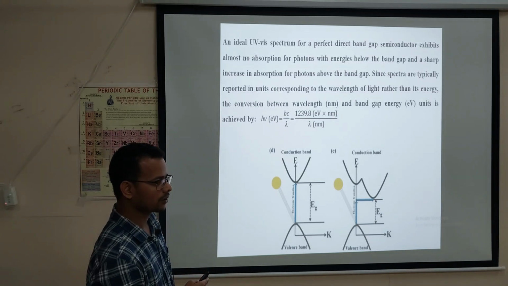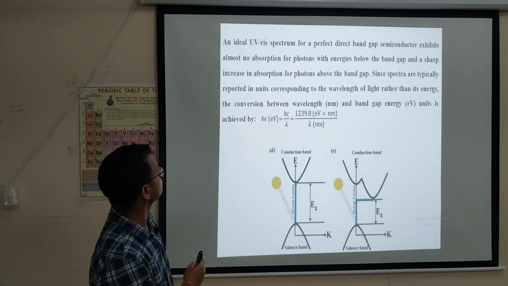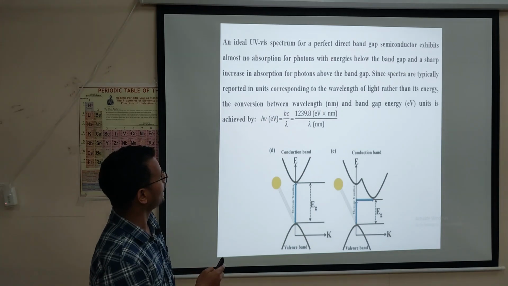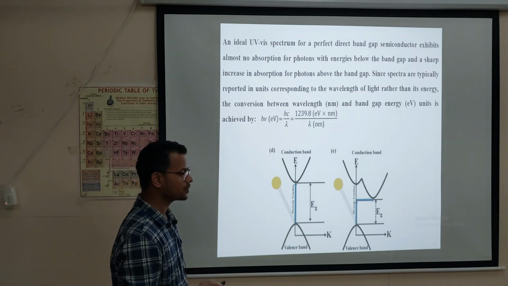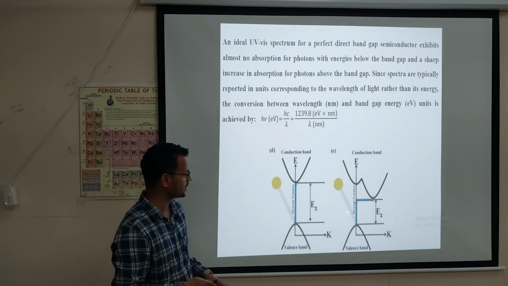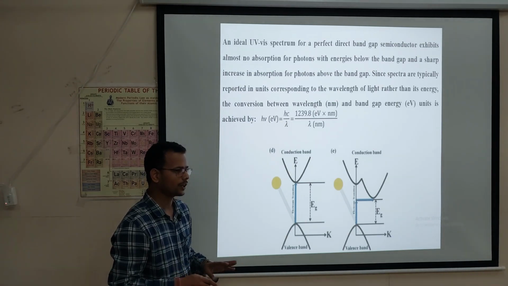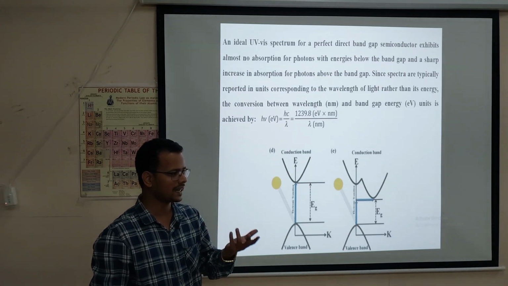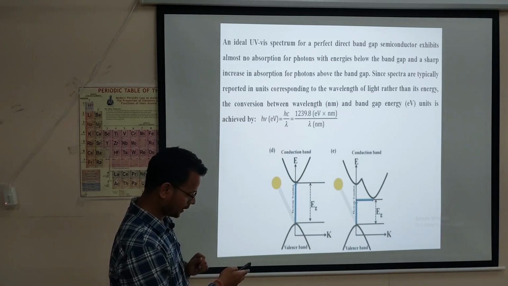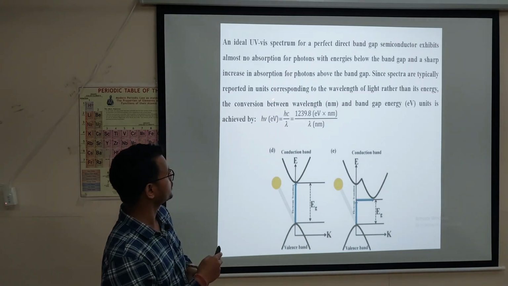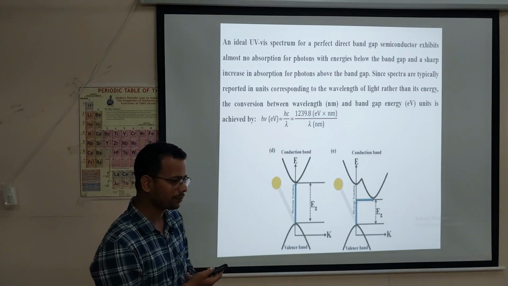Clear? Any doubt? So, UV visible, I have already told you. The next important thing is that one is a direct band gap and one is an indirect band gap. One question might arise in your mind: what is direct and what is indirect? I will explain that. I have already told you how to calculate the band gap.